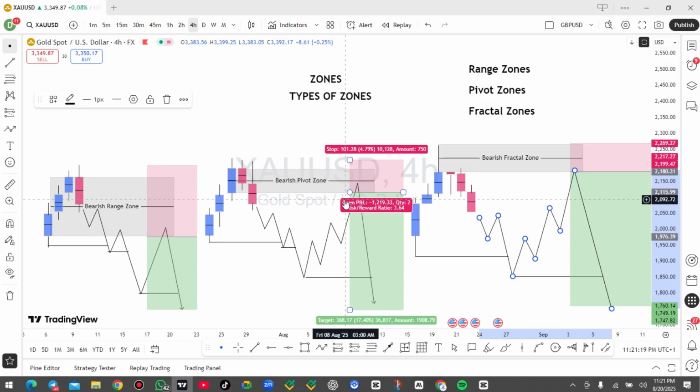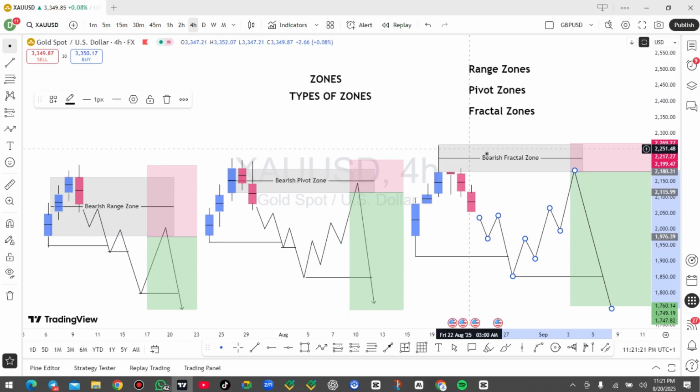So now let's head on to the third zone. Here we get the fractal, just like I've explained. We all know what the fractal is: the wick, the highest point or the lowest point of the market. So now here is a catch for fractal zones.